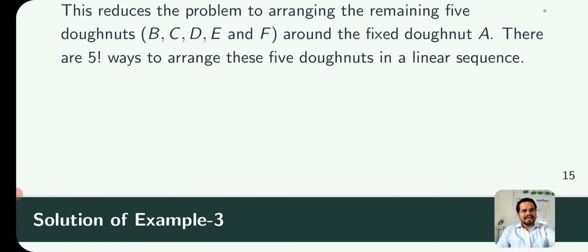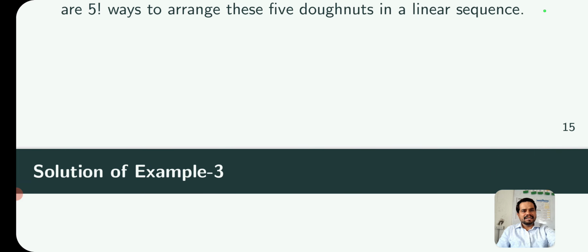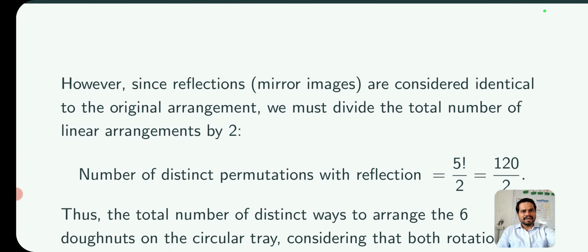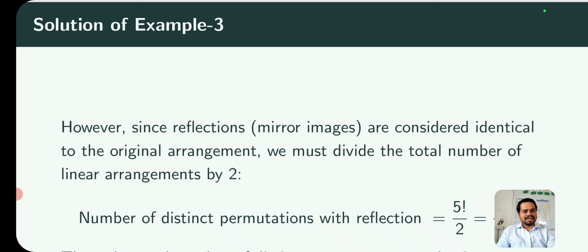So after that, we arrange these 5 donuts in a linear sequence. However, since the reflection or mirror image is considered to be identical to the original arrangement, we must divide the total number of linear arrangements by 2. Yes, have you got my point? Why can we divide by 2?